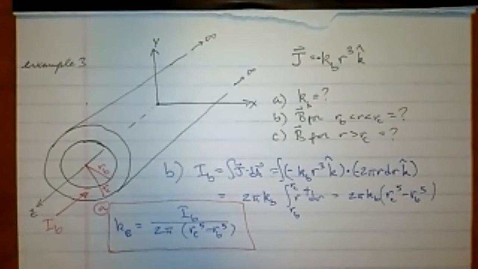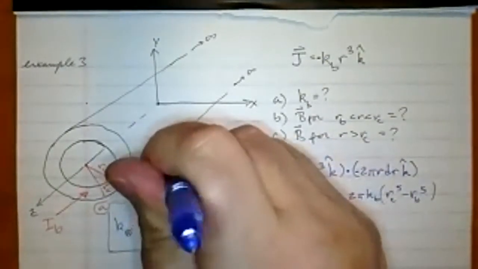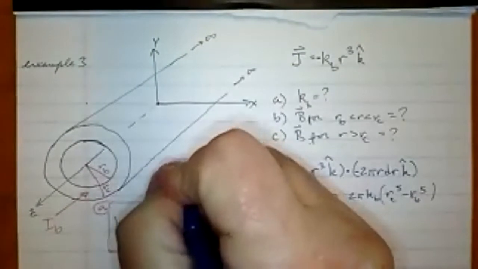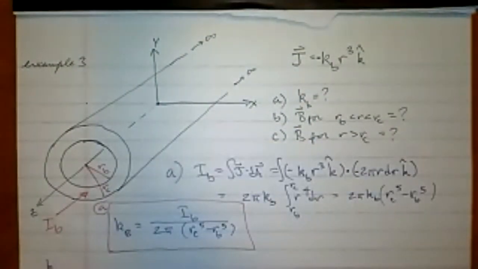Now I don't know why I labeled that part B. That was supposed to be part A. I've been drinking watermelon. All right, here goes B.